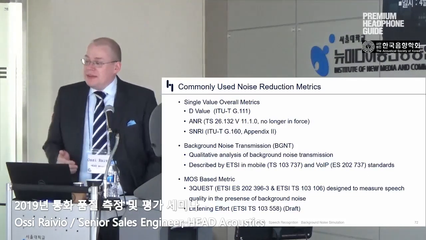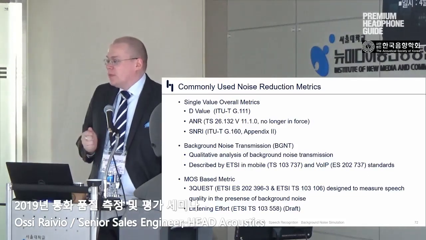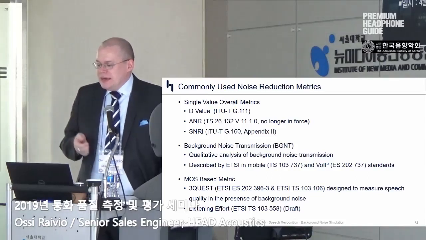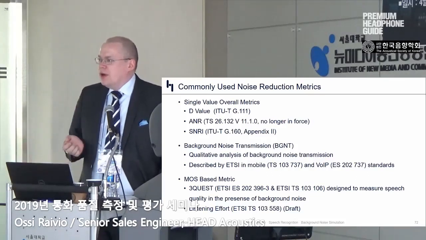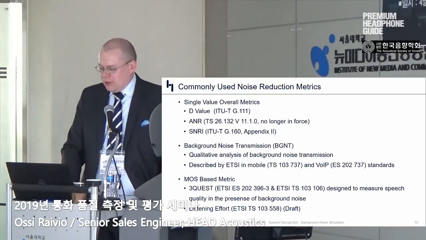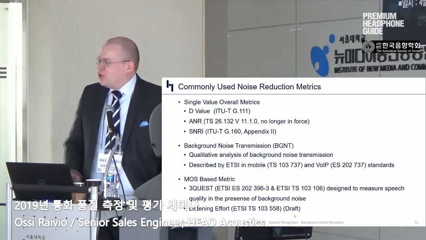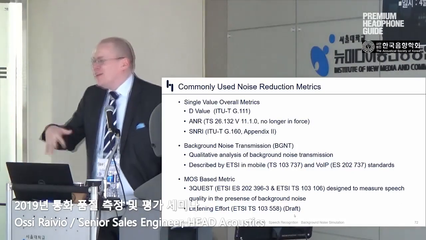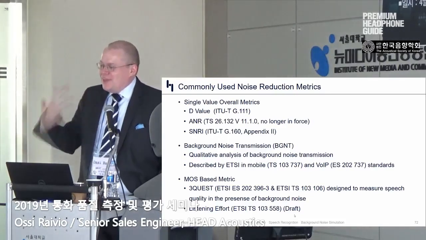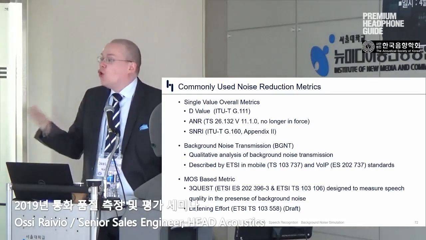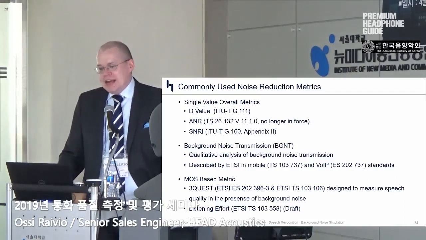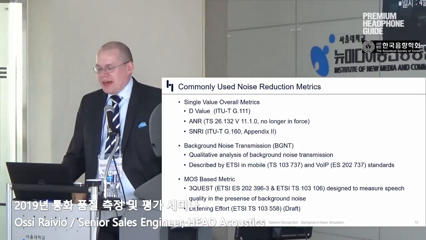And this is basically also the historical order for these metrics. D value and ANR are the oldest ones, and then 3QUEST, and what you can see already there, it's not yet a standard, it's a draft. So of course that means the standardization process is ongoing. So the listening effort will be the latest addition to these algorithms.